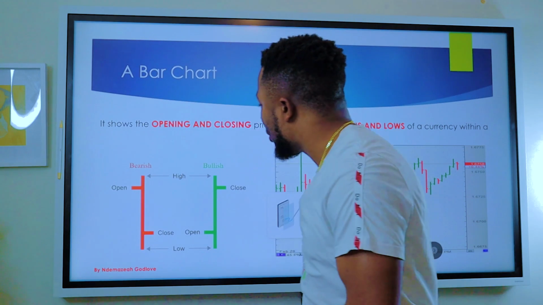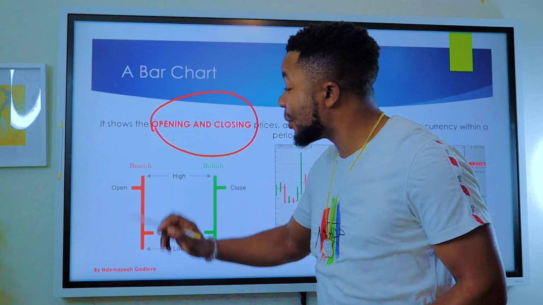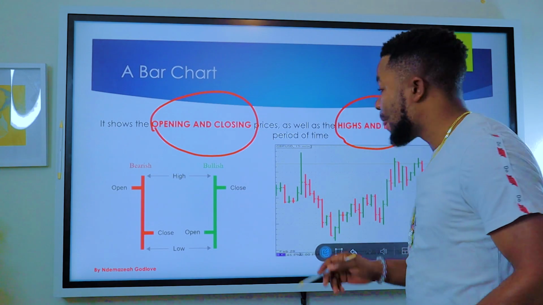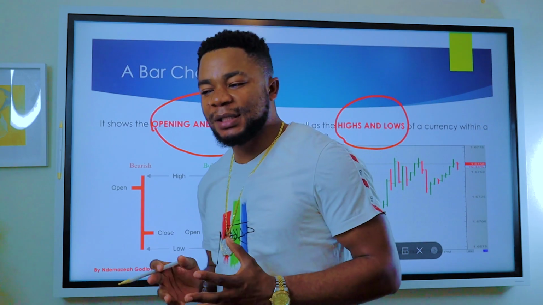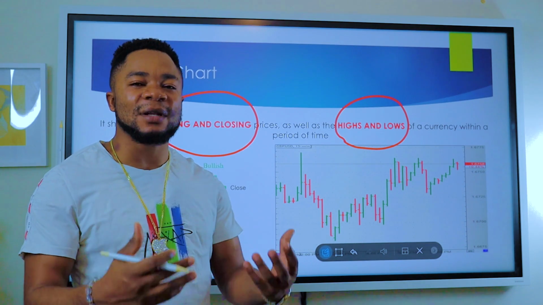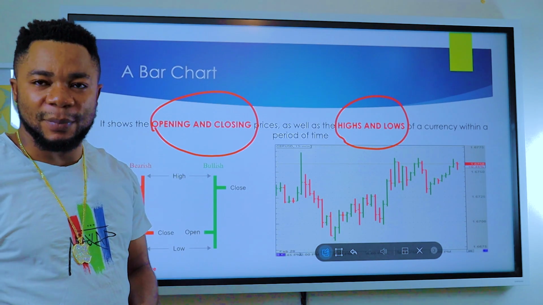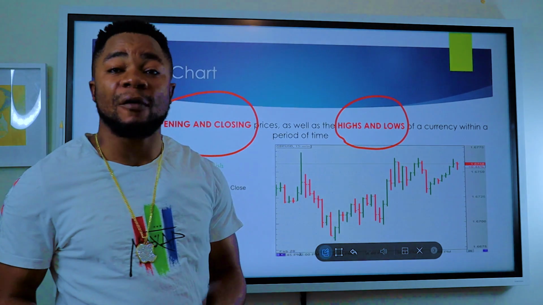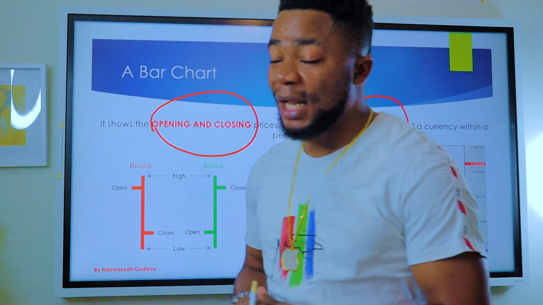But now if you come down to a bar chart, it shows the opening and the closing prices, as well as the highs and the lows of a currency within a period of time. So you see, when we move from a line chart to a bar chart, the bar chart reveals more details. We are able to know the opening and closing of that currency, and also its high and low, as opposed to a line chart.